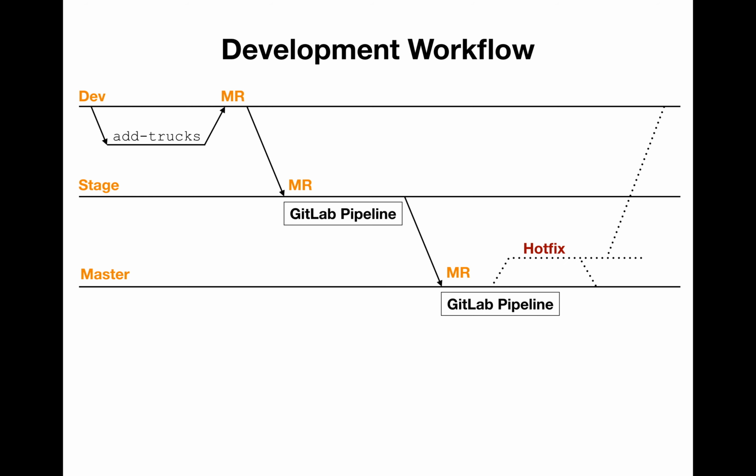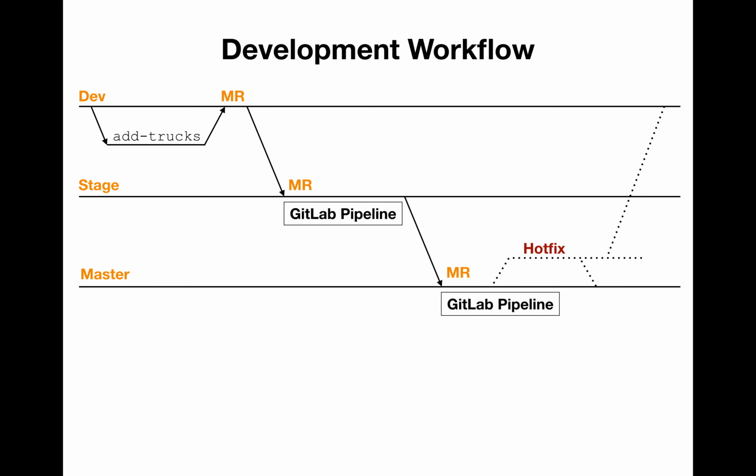So this is the development workflow that I like to use. There are three branches here: the dev branch, the staging branch, and the master branch. The dev branch is not associated with any sort of cloud environment. That is just a branch that developers use to check in code and branch off of. The stage branch actually represents the staging environment, and the master branch represents the production environment.